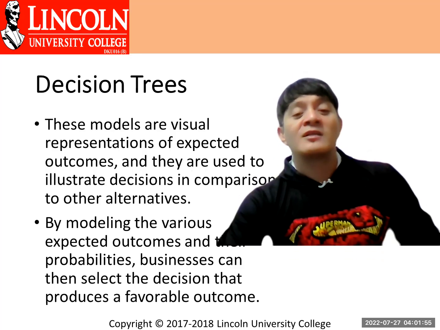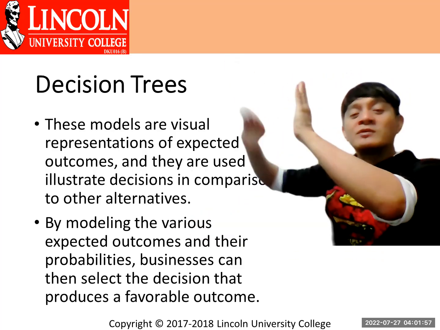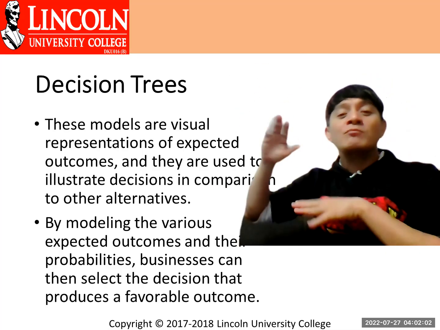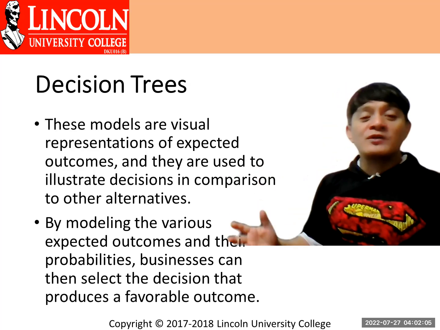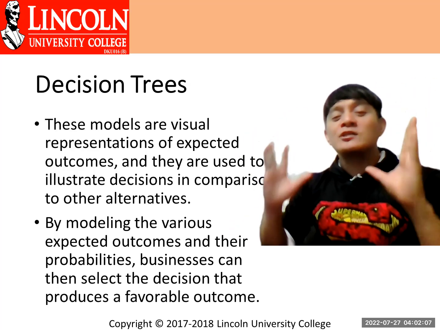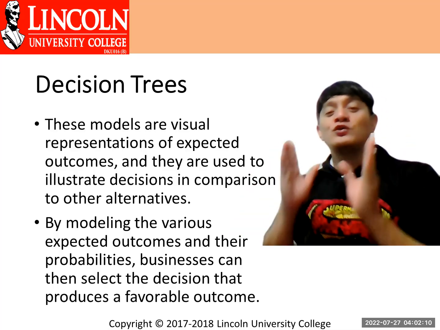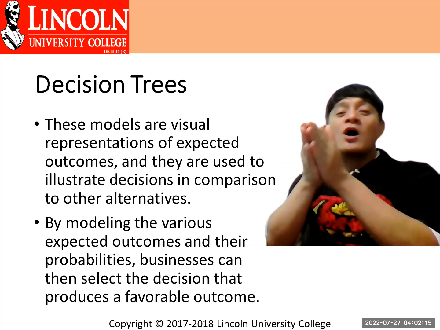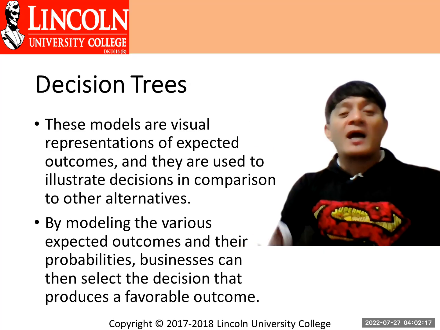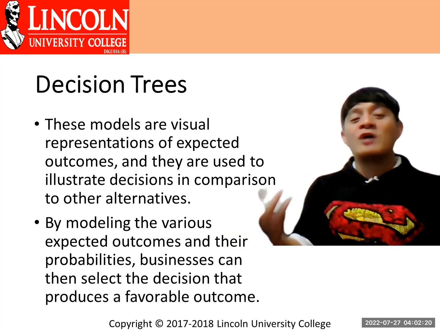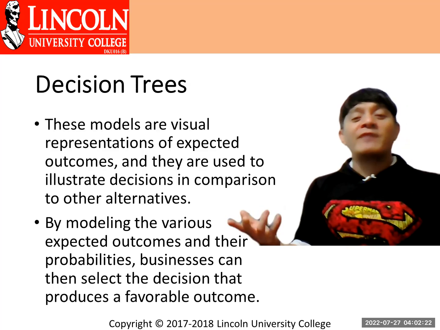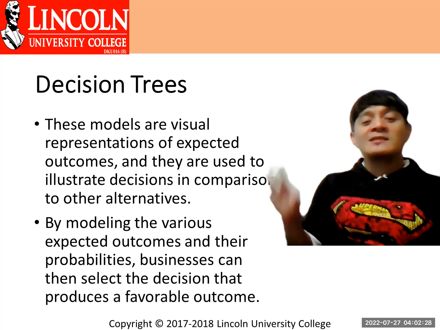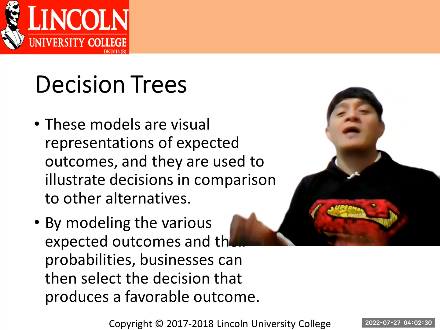So the decision trees are decision options. Option number 1, 2, 3, 4, that's a tree. It's like a branch, branching out into many, many stages. And these models are visual representations that you can see. Let the decision maker be the client because you're not the decision maker. The key decision makers on decision trees are the client themselves. Give them options. These are the options. And they are used to illustrate decisions in comparison to the other alternatives. By modeling the various expected outcomes and their probabilities, businesses can then select the decision that produces a favorable outcome.